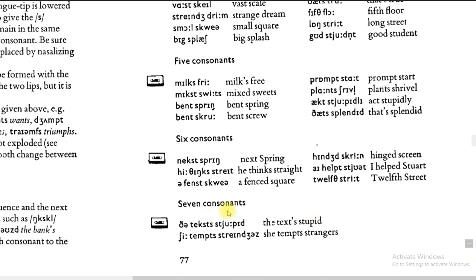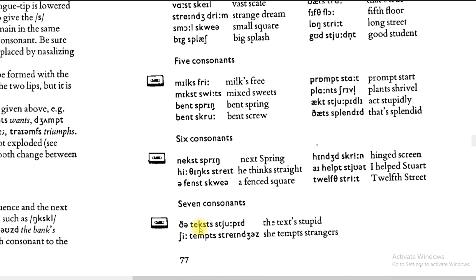طبعا منطقيا نقدر نتنبأها اصلا انه in the initial position maximally we can have 3 consonants in sequence, and in the final position maximum we can have 4 consonants. فإذا كان initial sequence موجود والفاينل sequence موجود وجاءت الكلمتين واحدة بصف الثانية فراح يكون عندنا 7 consonants in sequence. Like for example, the text stupid, the text stupid.